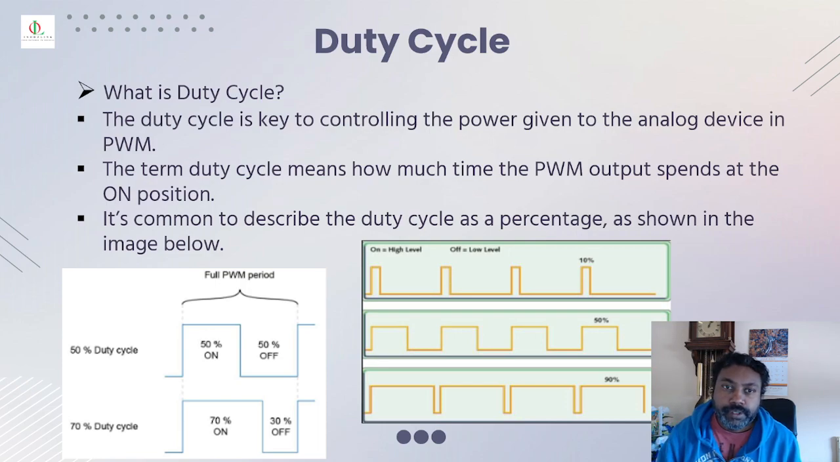As you can see here with the graph, this is shown on a 50% duty cycle, which means 50% on and 50% off. And this is shown with a duty cycle with 70% on and 30% off. Also, this varies with 3 different duty cycles with 10%, with 50% and 90% on. So this is about the duty cycle.